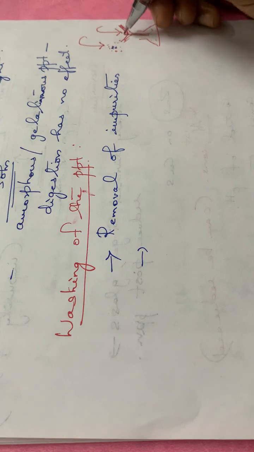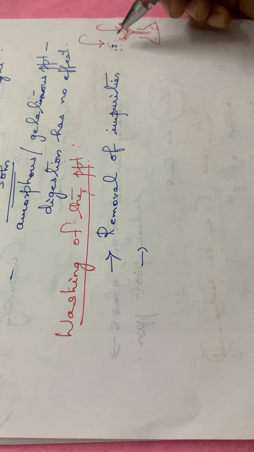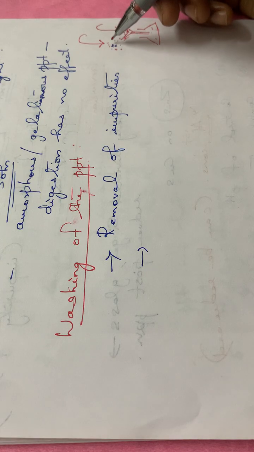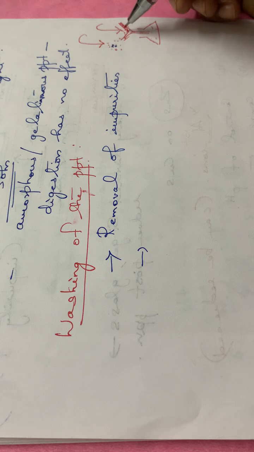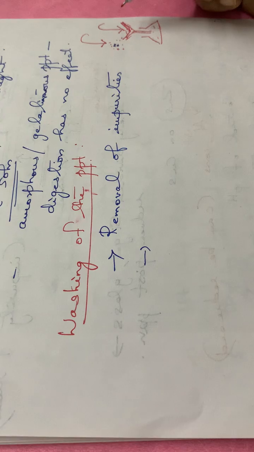So this precipitate is washed several times. Sometimes this precipitate might be adsorbed by some impurities and we have to remove those impurities. By simply washing, we can remove so many impurities adsorbed on the surface of the precipitate. That is the process called washing.